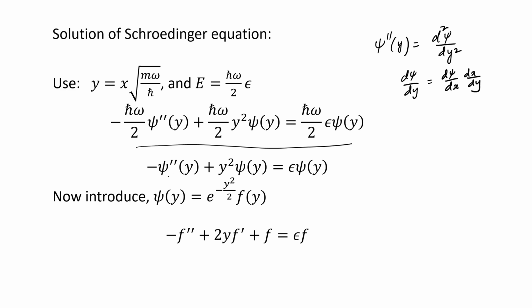So, you get an equation which is ψ''(y) plus y squared ψ(y) equal to epsilon ψ(y). And if you further introduce this new variable f(y) instead of ψ(y), by just scaling it with a Gaussian term which is exponential of minus y squared by 2, you get an equation which is minus f'' which means d2f/dy2, minus 2y f' plus f is equal to epsilon f, and this becomes your new form of the Schrodinger equation that you need to solve.